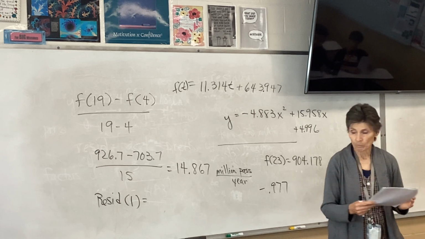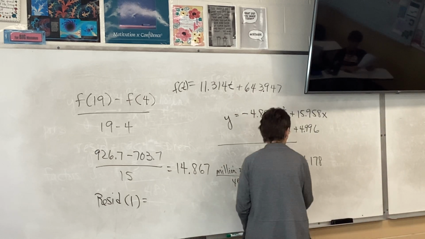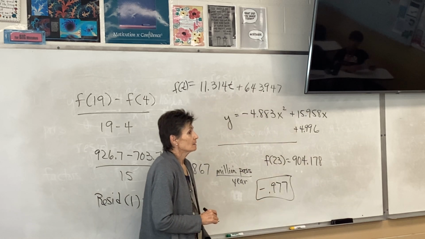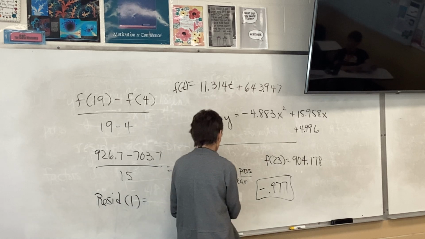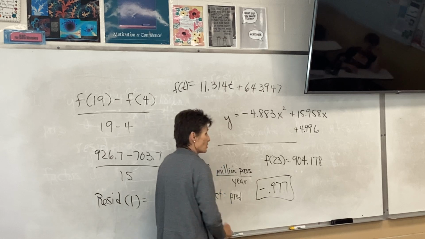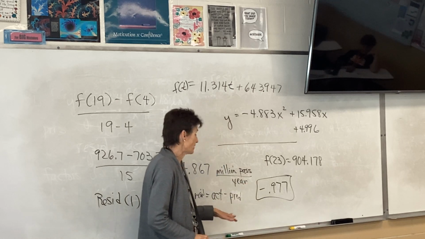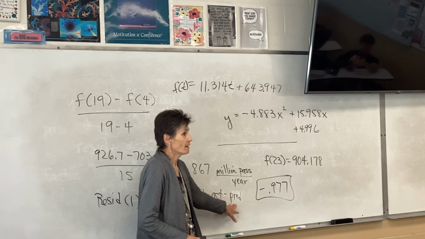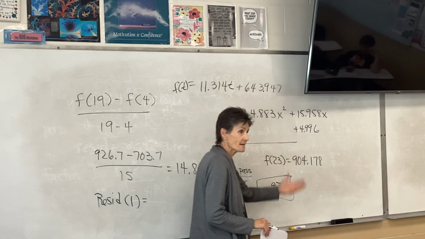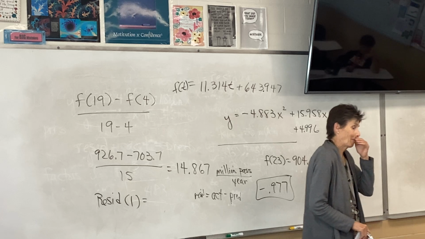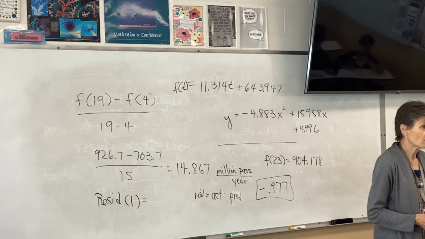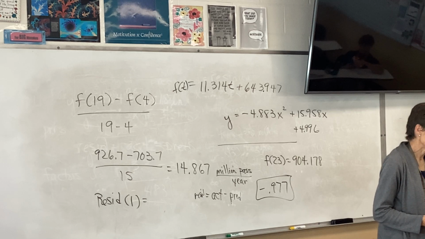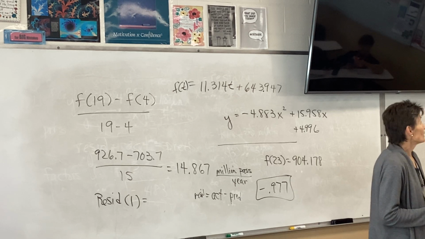What does the residual mean? What does the residual value of this mean? The model overestimated, because actual minus predicted is the residual. So if that number turns out to be negative, that means the predicted was bigger. So the model overestimated in this particular year, right? If we graph them, some of them will be under, some of them will be over. This one was over. All right, you got 9 minutes.